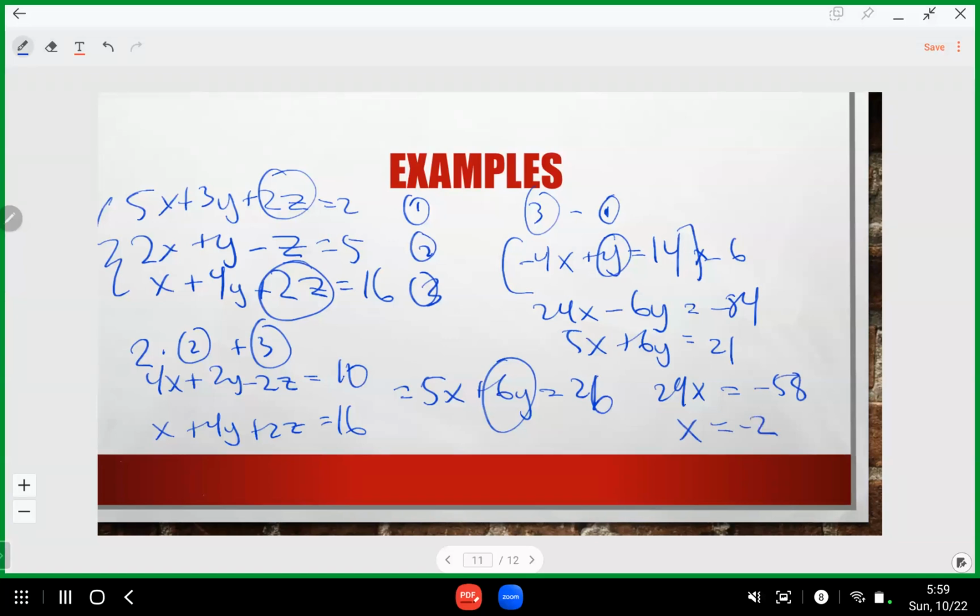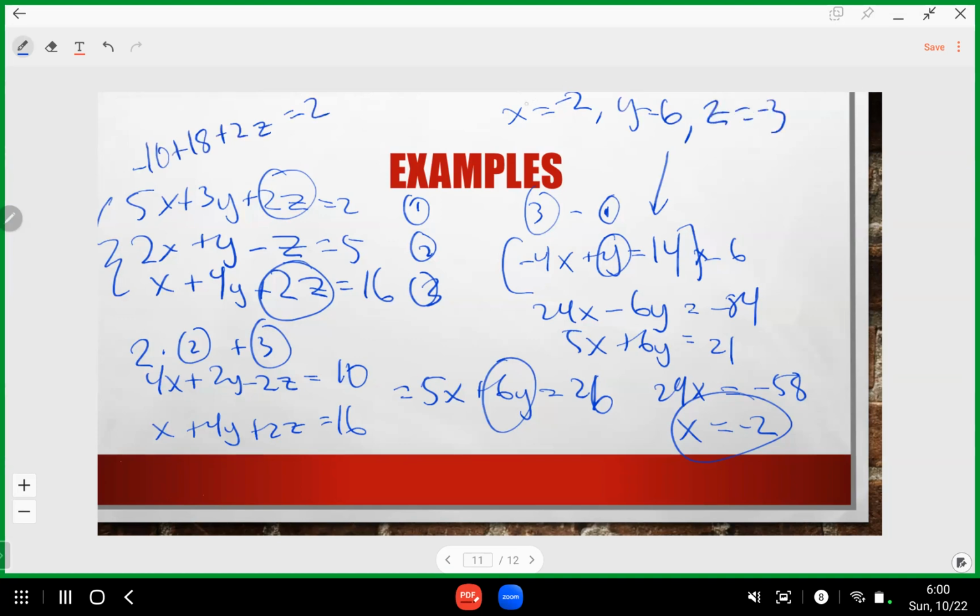Okay, so now we have x is equal to negative 2. We can now find y. x is equal to negative 2, we plug it in, right? And y is equal to 6. We plug it into this, y is equal to 6, and if we plug into whatever else, so negative 10 plus 18 plus 2z is equal to 2. It's quite obvious. It's going to be negative 3.